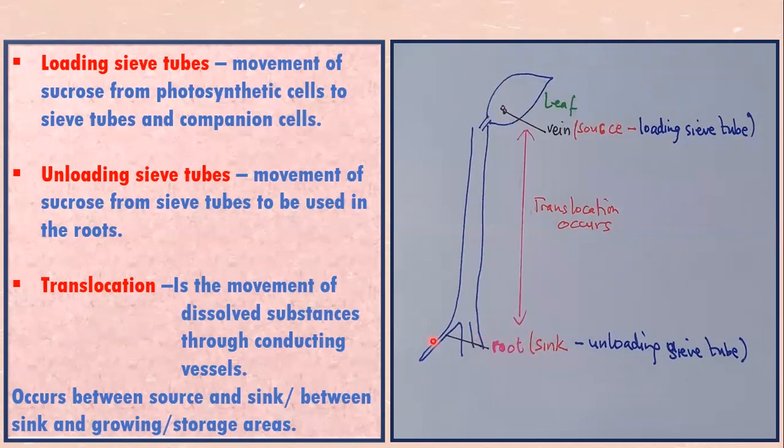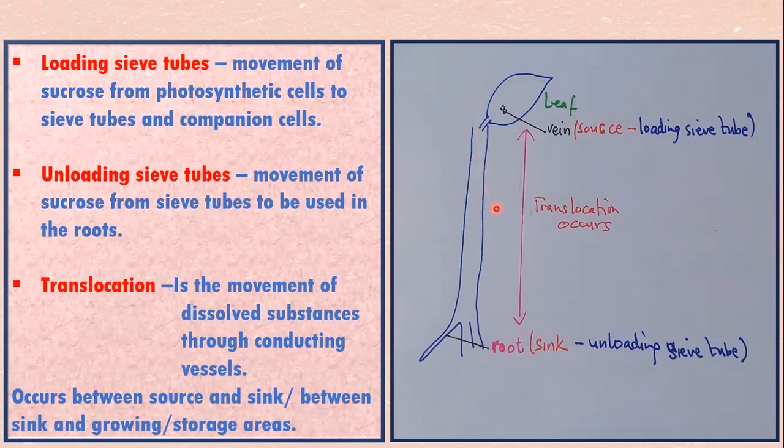Well, there's also another term, translocation. Translocation is simply movement of dissolved substances through conducting vessels. And the movement is from source to sink. Sucrose will move from the source to the sink. And sometimes sucrose also moves from sink to other growing areas. And so translocation will occur between the sink and other growing areas, even growing areas that store food, like fruits.